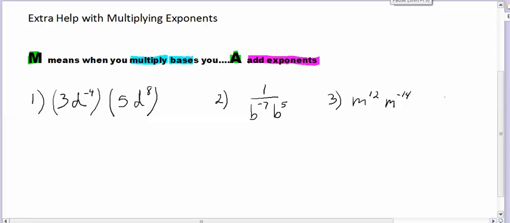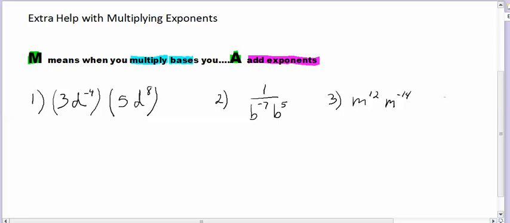Alright, I saw that there were a few problems that you might need some extra help on in your homework, so we're going to try to address those here. Again, we're going to use the rules for MADSPAM. We're going to use the M. We're going to multiply. If we multiply bases, we're going to add exponents. That's what we're doing. We're doing multiplication.